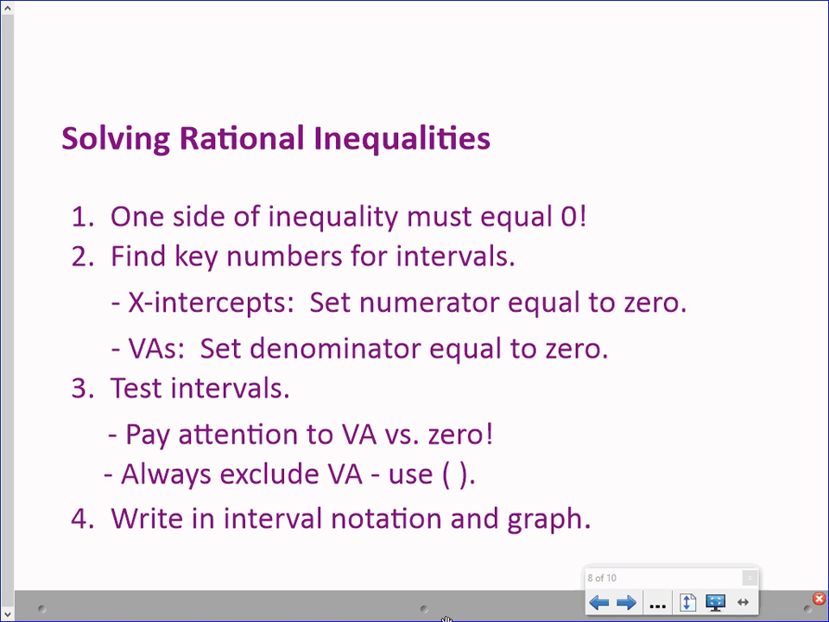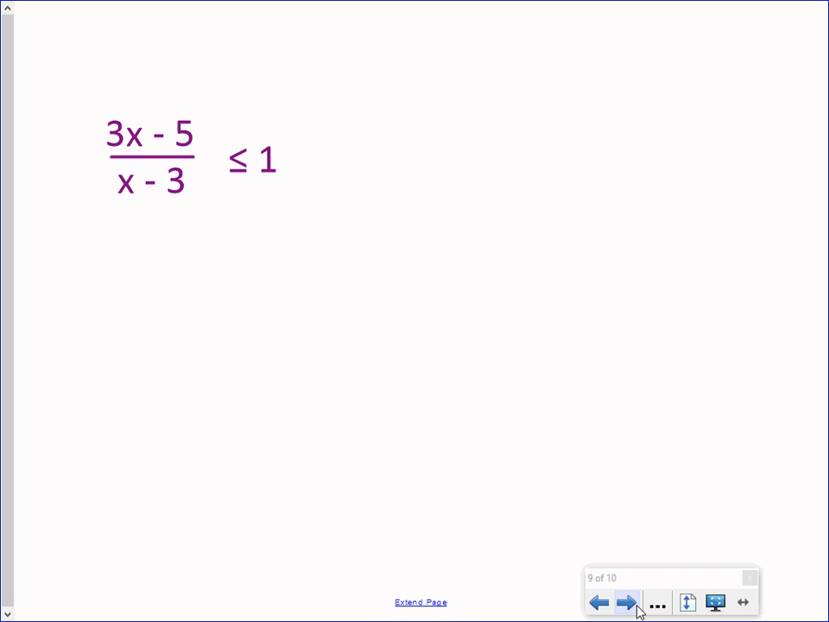Let's look at an example, and stay with me here at the beginning of the example because we have to do some changing to the function in order to make one side equal to 0, and I want to make sure everybody's with it. So we've got 3x minus 1 over x minus 3 is less than or equal to 1. You tell me the first step is subtract 1. 3x minus 5 over x minus 3 minus 1 is less than or equal to 0.